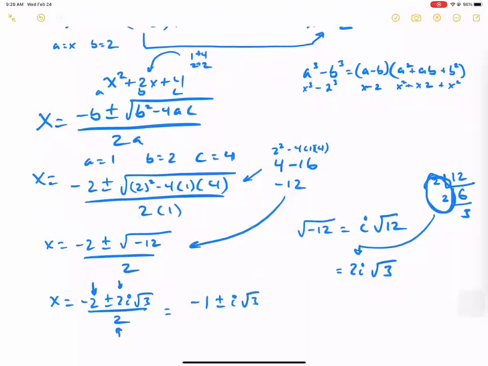Now, this is my imaginary answer, because there is no real second and third root. There are no real 3 solutions. It's one real solution, which we said was 2, and 2 imaginary. And the 2 imaginary solutions are negative 1 plus i square root of 3, and the negative version, negative 1 minus i square root of 3.